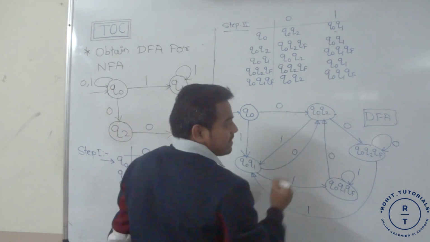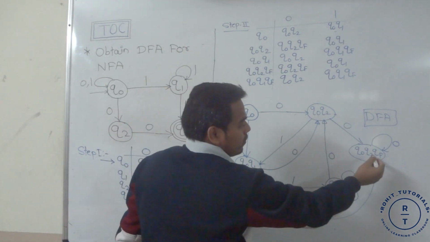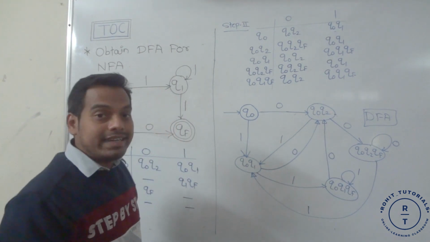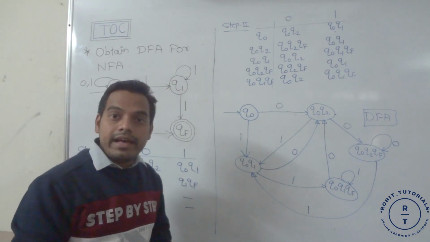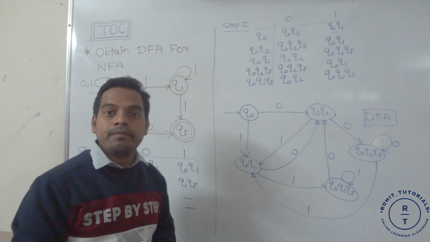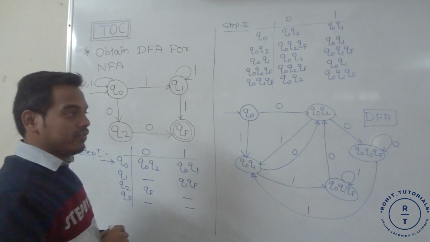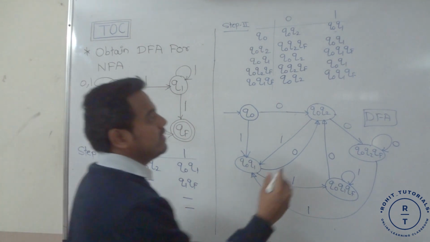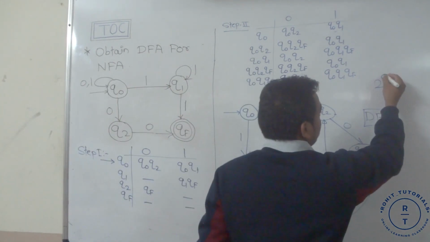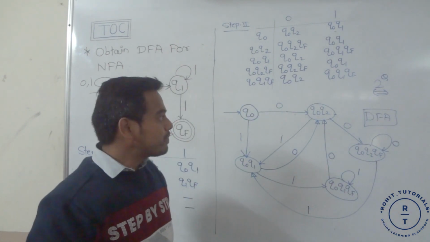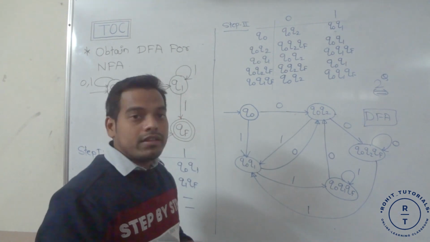So how are these states coming? Q0, Q2, Q0, Q2, Qf, Q0, Q1, Qf, Q0, Q1. From where are these states coming? This is called the power set of Q. What is meant by the power set of Q? The power set of Q is considered as 2 raised to Q. We have already discussed this power set of Q. So these states are from the power set of Q.